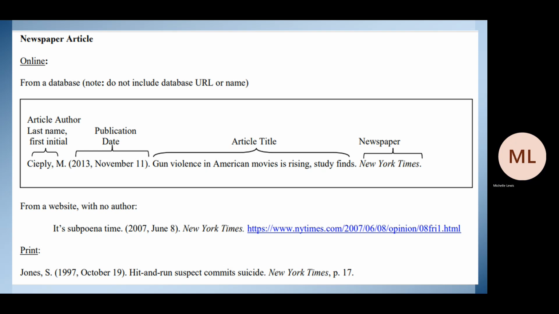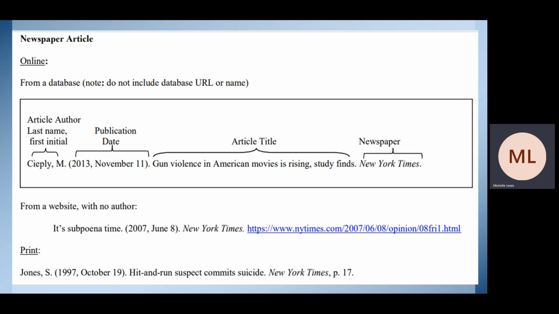Citing newspaper articles. There's an example for the online version. From a database, do not include the database URL or name. Instead, you should have the author's name, the publication date, the article title, and the name of the newspaper. For print newspapers, you will have the name of the author, the year of publication, the article title, the name of the newspaper, and because it is the print version, please remember to add the page number.